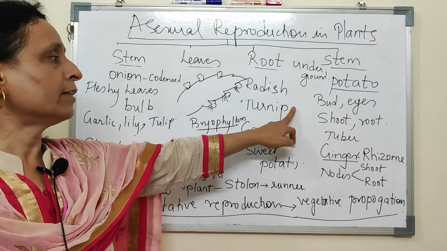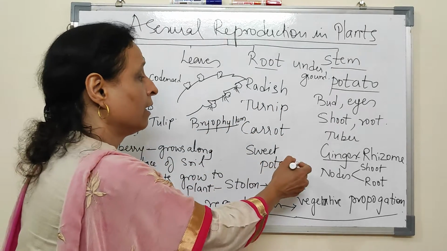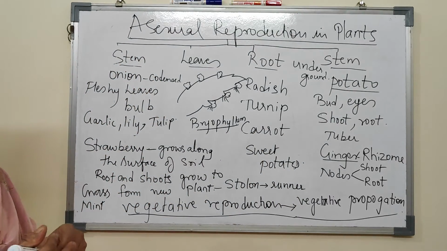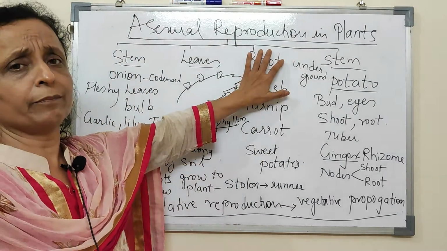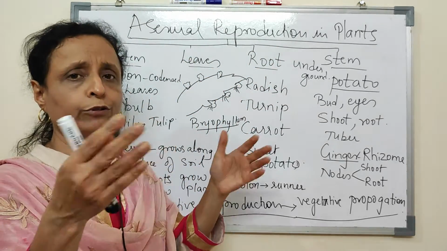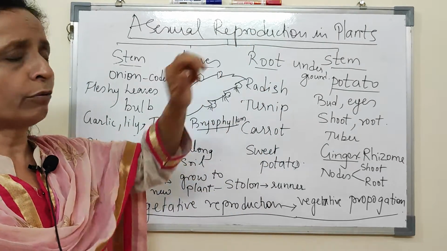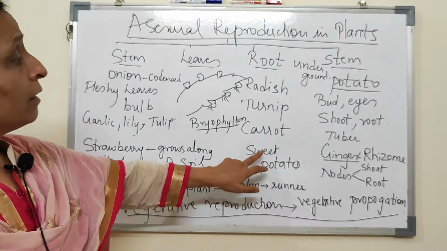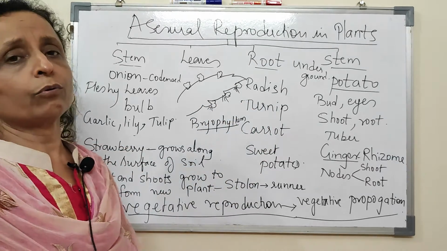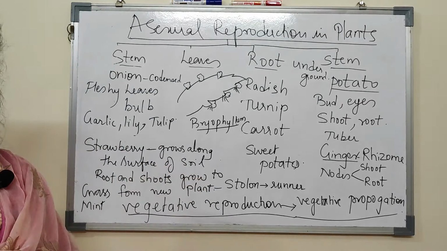They provide energy to the new plant, and the root is capable of producing the root plant. That's the adaptation for them. They collect food, they reproduce, and give rise to a new plant. So remember, sweet potato is the root. Carrot is the root. Turnip is the root. Radish is the root. All this you'll be able to connect.